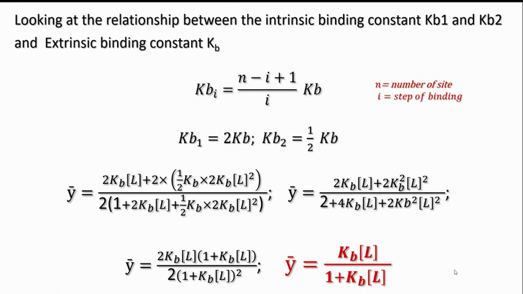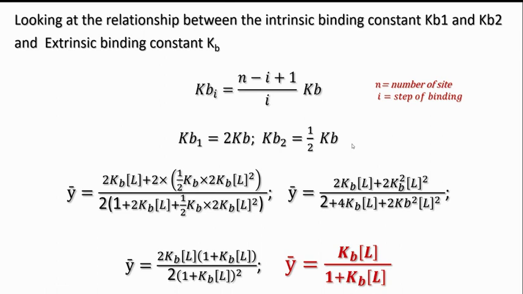For instance, you have KB1 for the first binding of L, that's the first step, and KB2 is the second binding. Okay, so if you calculate that, you will see that KB1 for a protein with two sites will be equal to 2 KB, while KB2 will be equal to half KB, which means that the binding of KB2 is lower than KB1, but that is the established equation. So instead of having our KB1 and KB2, we are going to express this in terms of KB.